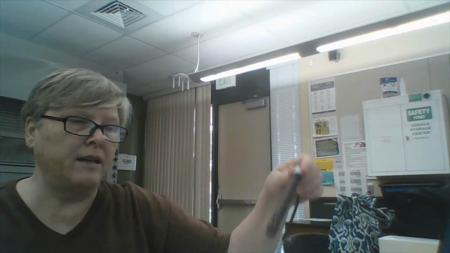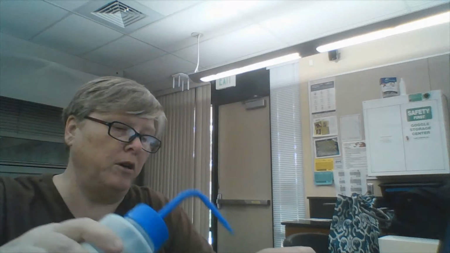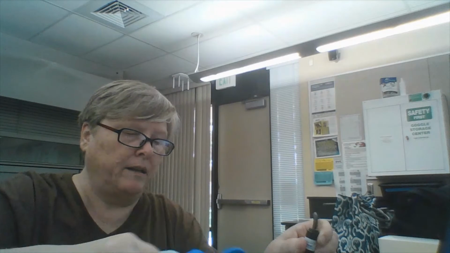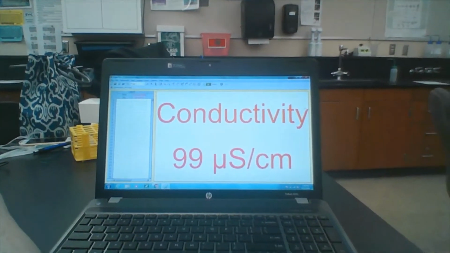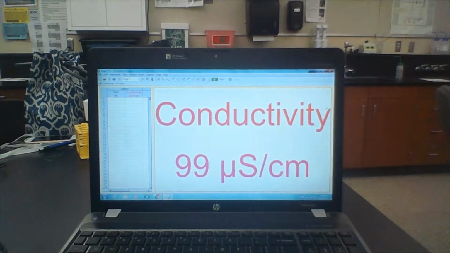And we're going to use a conductivity probe. This is it right here. The first step is to wash it off really well, so I'm washing it with distilled water. Except this water bottle, of course, does not want to work, just because I'm on film. Okay, and we're going to be reading the conductivity in units of microsiemens per centimeter.